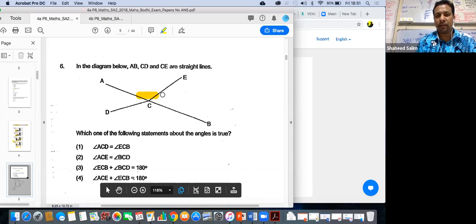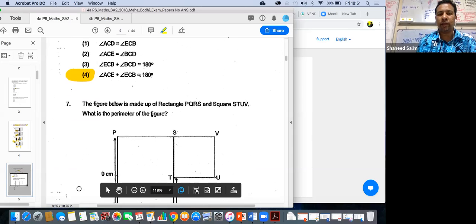ECB is here. This is a straight line, so you add these two, 180. Well done. Number 4 is the correct answer. Move on to the next one now.